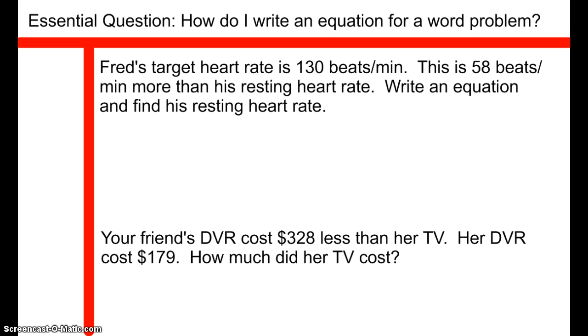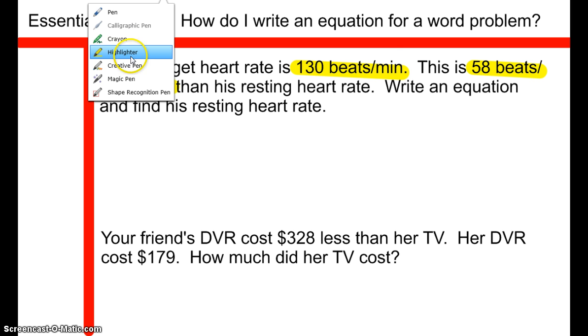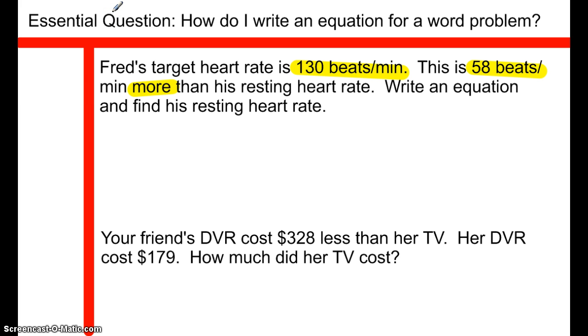So I'm going to go through and figure out, all right, what is important. This might be overdoing it a little bit, but just to make sure we're having a good thought process. Fred's target heart rate is 130 beats per minute. This is 58 beats more than his resting heart rate. Write an equation. Now here's the thing. What I would expect most of you to do is just be like, hey, I can just subtract, it's all good. Yes, but today we're writing an equation, and now that you're in 7th grade, your equations have to have your variable on one side and the answer on the other.